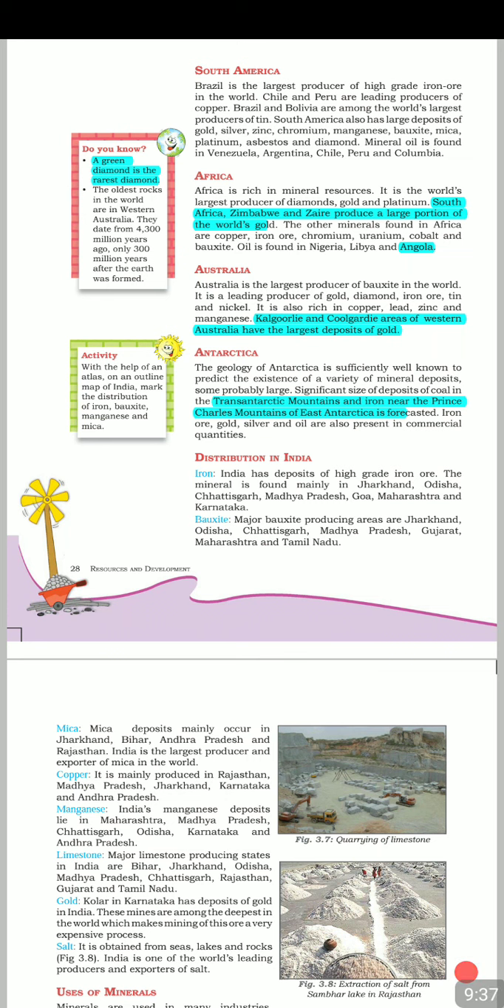So very interesting. In Australia, the Kalgoorlie and Coolgardie areas of Western Australia have the largest deposits of gold, right? Also, Australia is the largest producer of bauxite in the world, right? Antarctica, the Transantarctic Mountains have coal, and iron is found near the Prince Charles Mountains of East Antarctica, right?